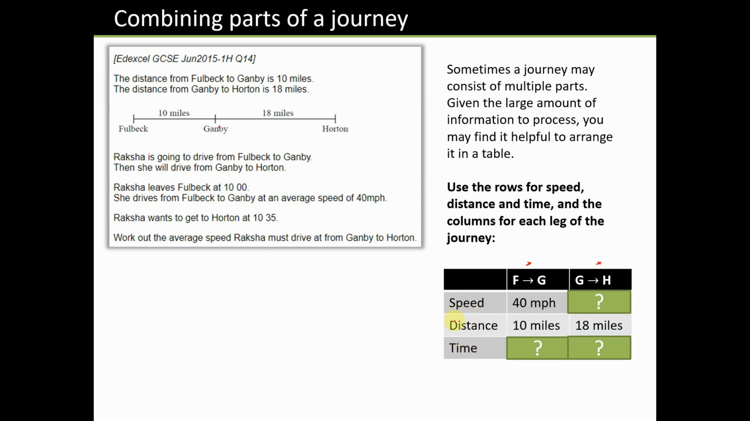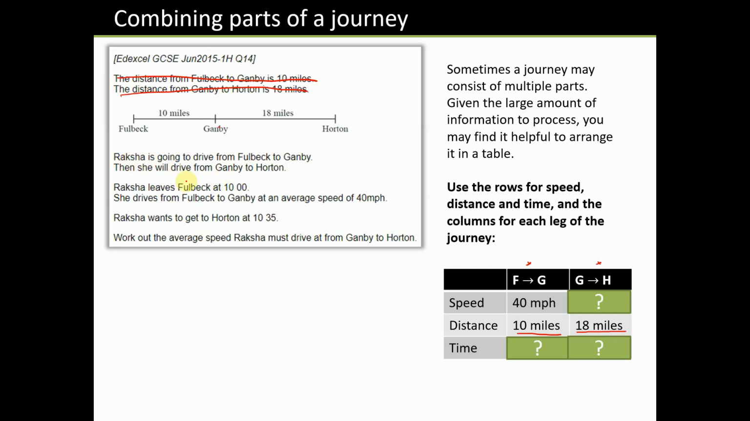Because speed equals distance over time, they're the 3 things we've got in this triangle when we put it together. And I'm just going to read the information and fill in my table as I go along. So the distance from Fullbeck to Ganby is 10 miles, so that's why I've put 10 miles here. The distance from Ganby to Horton is 18. So that's why I've put that there.